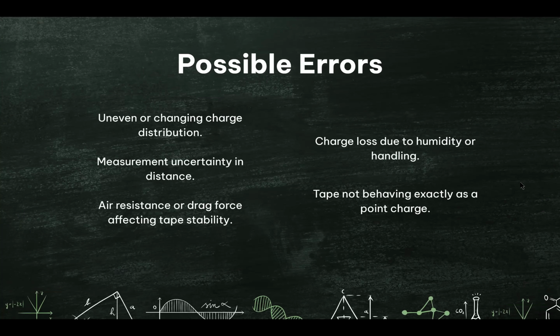Possible errors include uneven or changing charge distribution, measurement uncertainty in distance, air resistance or drag force affecting tape stability, charge loss due to humidity or handling of the tapes, and tape not behaving exactly as a point charge.